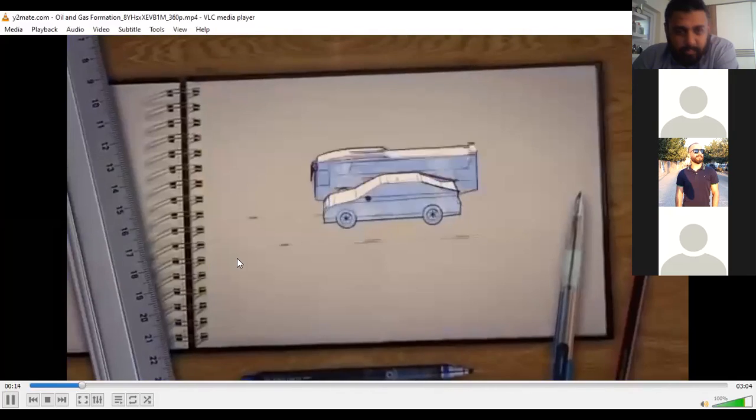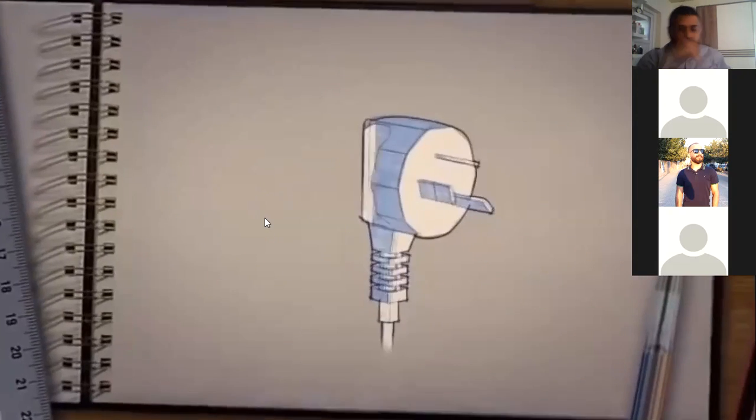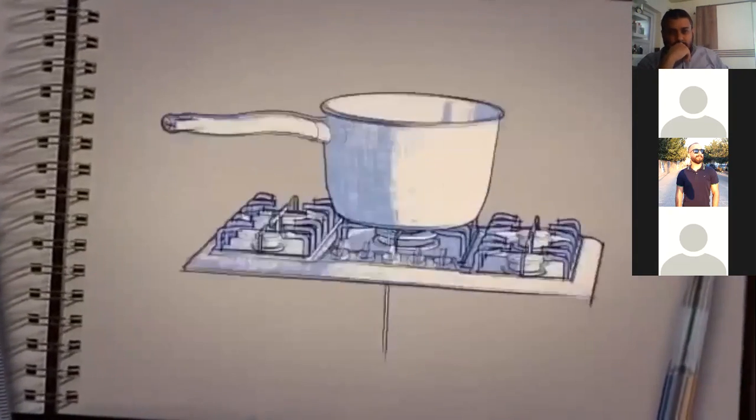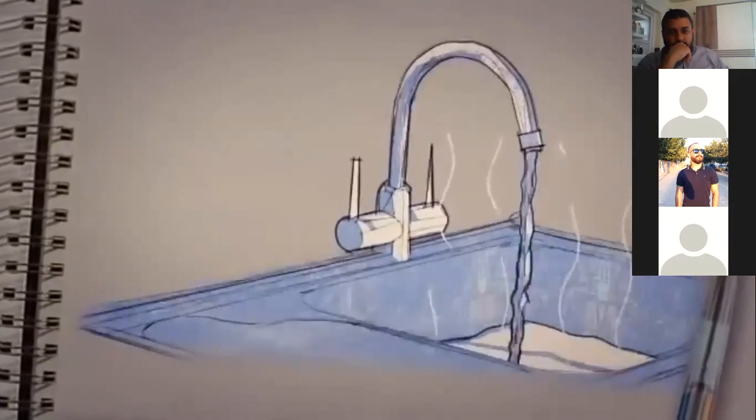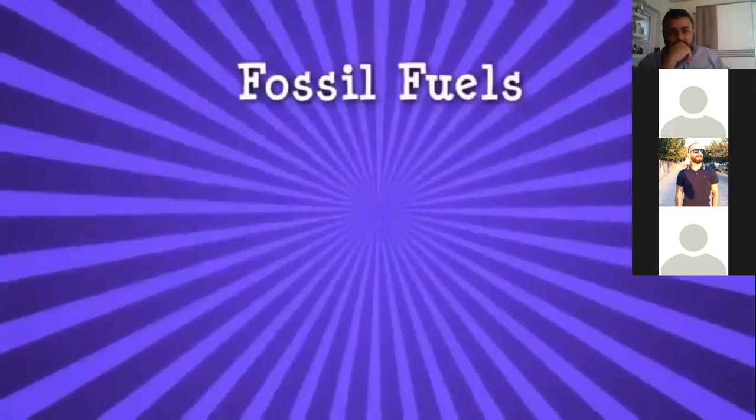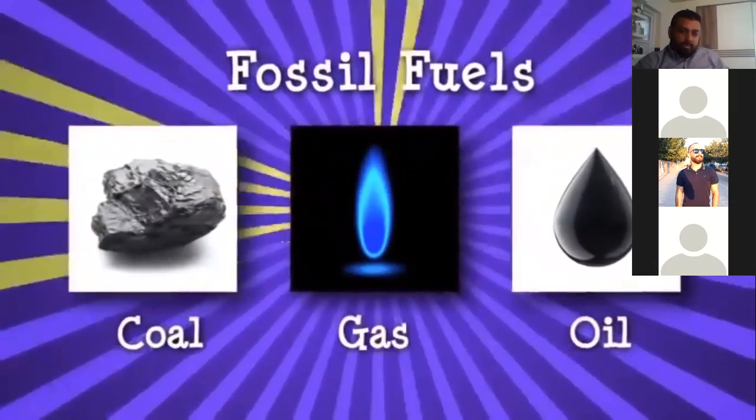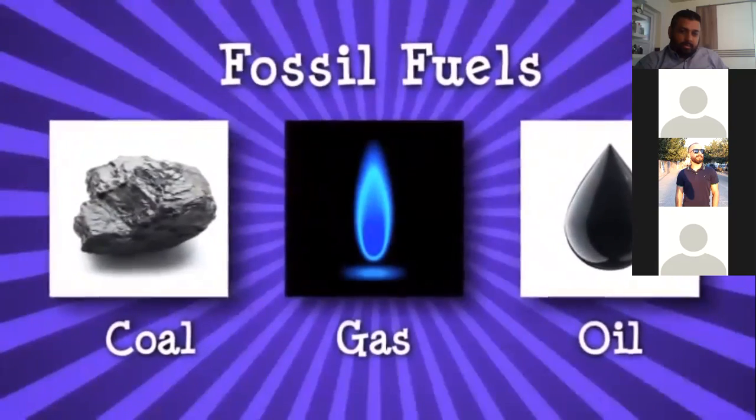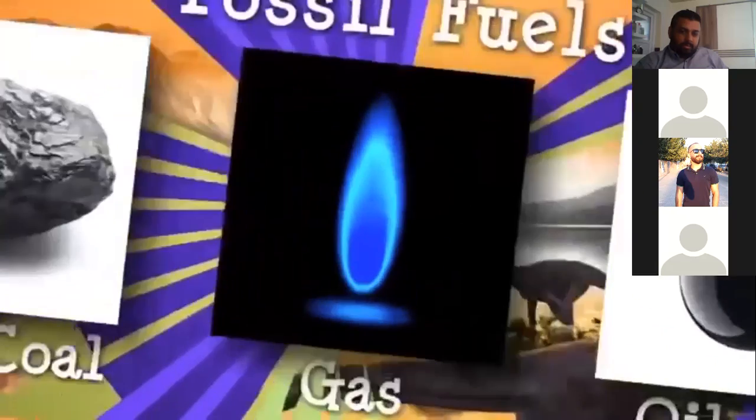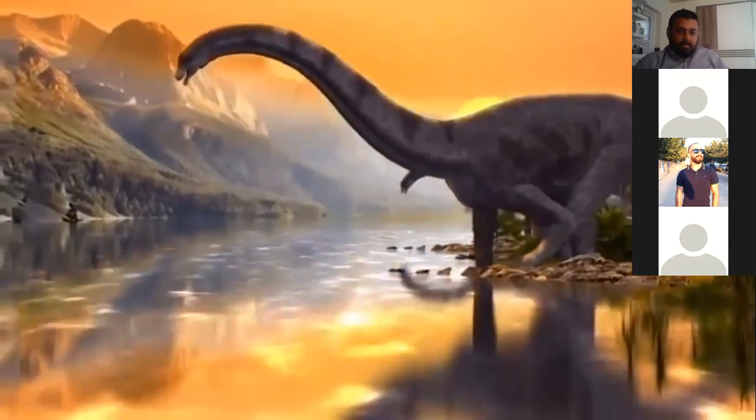Energy drives our cars, buses, and planes, powers our electricity, and allows us to cook our food and heat our water. Most of today's energy needs are met by fossil fuels like coal, oil, and gas. These unique, high-energy fuels are non-renewable resources that took millions of years to form.